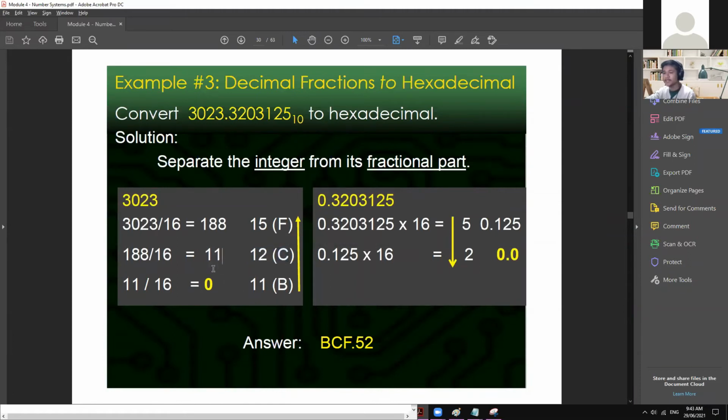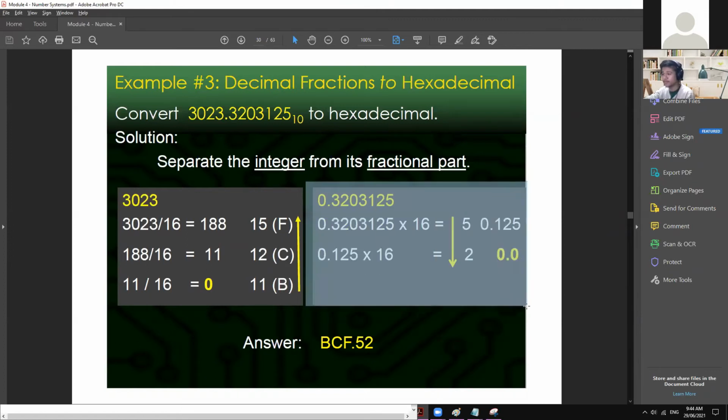Then 11 divided by 16 cannot be done, so you put 0 here, and whatever is the final number right here will now be your final remainder. Then you can convert this 11 into B, and read this from bottom to top. So the final answer for the whole number is BCF. Just keep it for now, and then you can move on and start answering the fraction part.